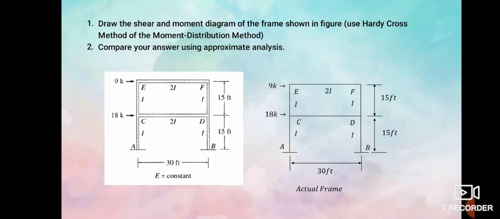It has a vertical length of 15 feet for both floors, and down below it has a horizontal length of 30 feet. On the very top you have the 9k as your load and 18k as the load for the middle.